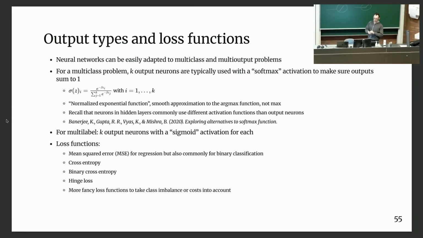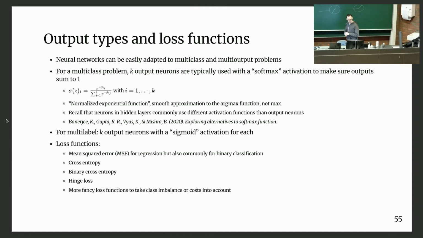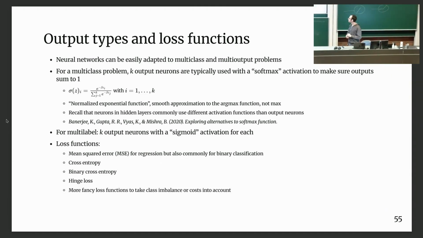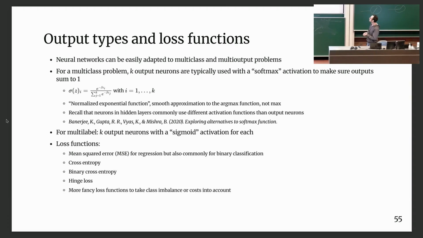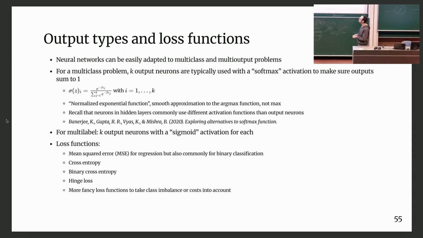The fact that they can be adapted to multi-class and multi-output, I had already mentioned. It depends on what you stick in your output layer. Softmax, K output neurons are typically used with a softmax so that your outputs sum to 1. You see the formula of a softmax there. A bit of a strange name. Normalized exponential function would be a better name. It's a smooth approximation to the argmax function, not a max function.